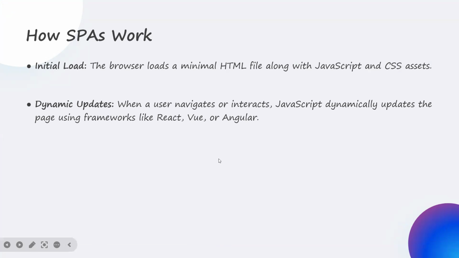So dynamic updates. When a user navigates or interacts, the JavaScript that was loaded will dynamically update the page without going to the server. So when the user clicks a button or does anything interactive on the page, just like I clicked on the start for free button, it took us to the free courses page. Now it took a lesser time to load. So these are the things we do with React, Vue, or Angular.